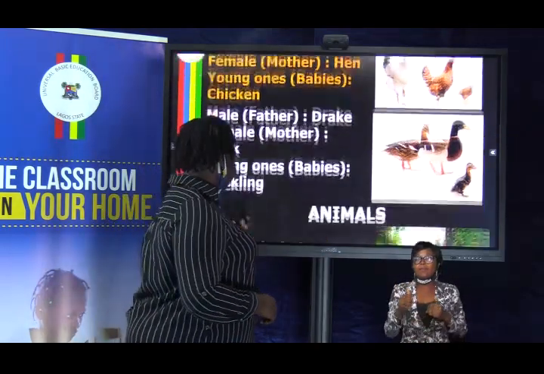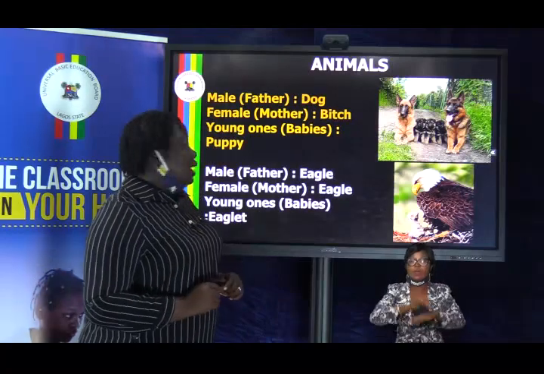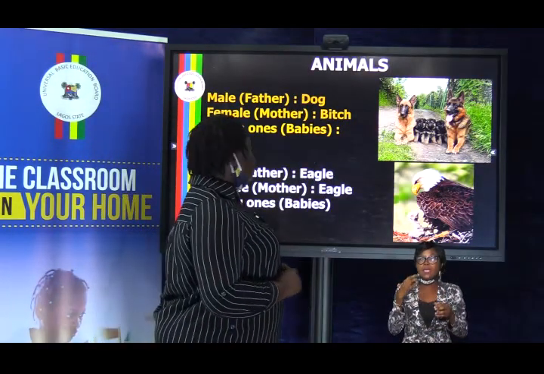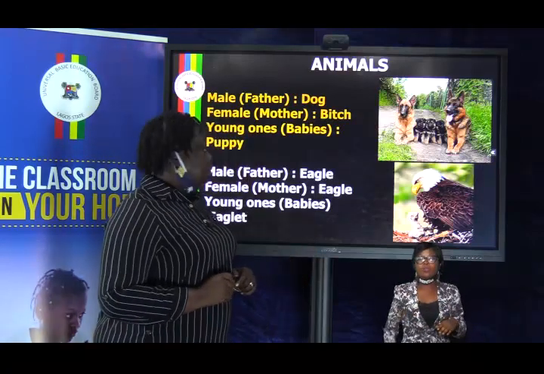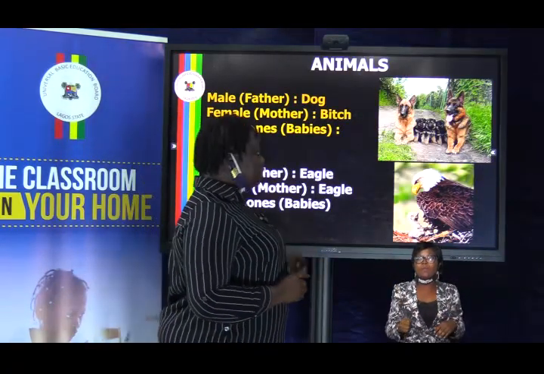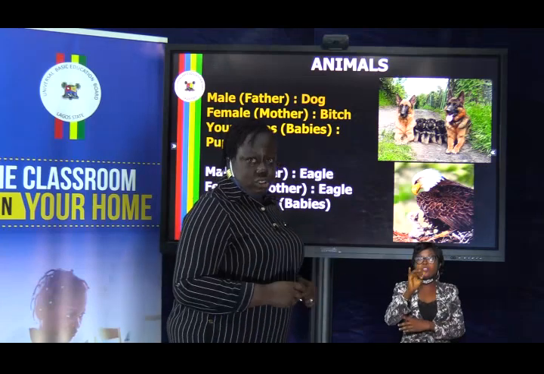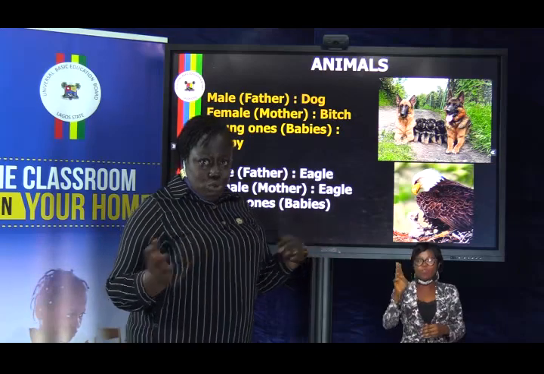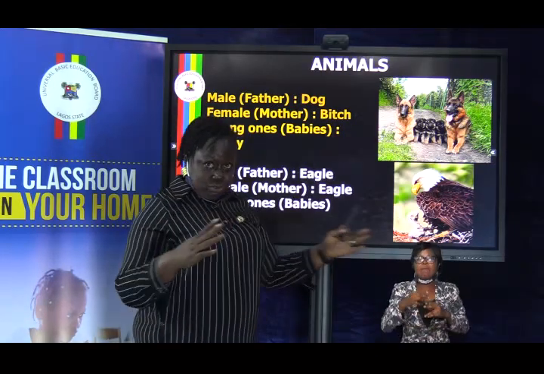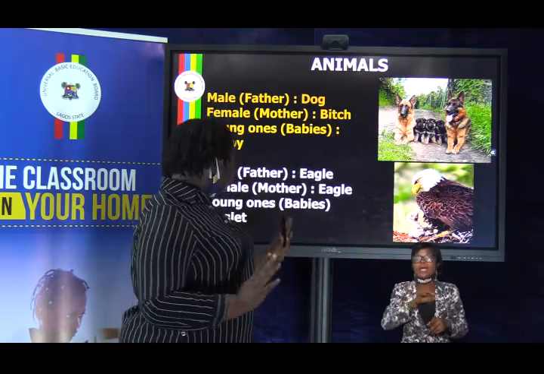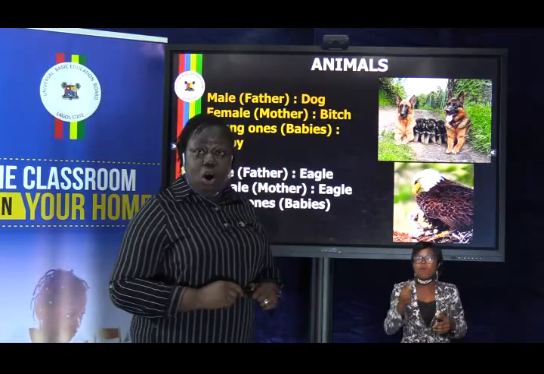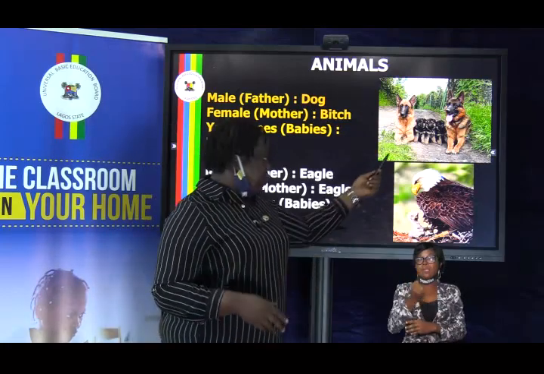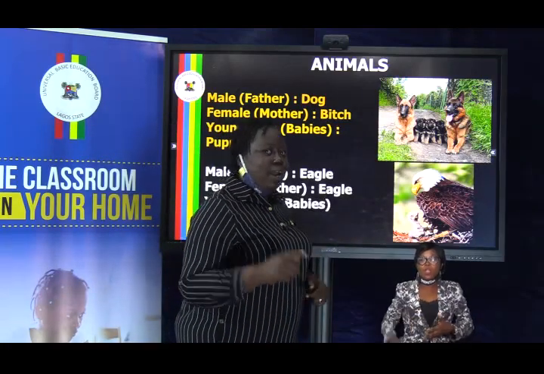Good. Let's continue. Still on animals. You can see the picture? Yes, the dog. The male is called the dog. The female or the mother is called what? It's called the bitch. But I know you use that name for so many different things. As a matter of fact, the female dog is called the bitch. And the young one is called a puppy. I know you know that.